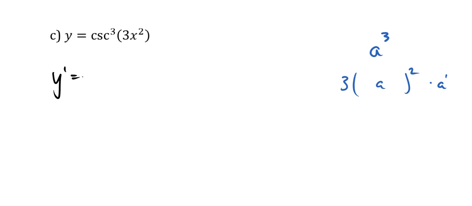So take a look at what I did over here. What if this was a cubed? Then it'd be 3a squared times the derivative of a, whatever a is. So if a was a function, if there was something you could do to actually take the derivative of a, then you'd do that, right? So how do I do it the same way here? I take the 3 out front, and then it's like a squared. What is a? It's cosecant of 3x squared.